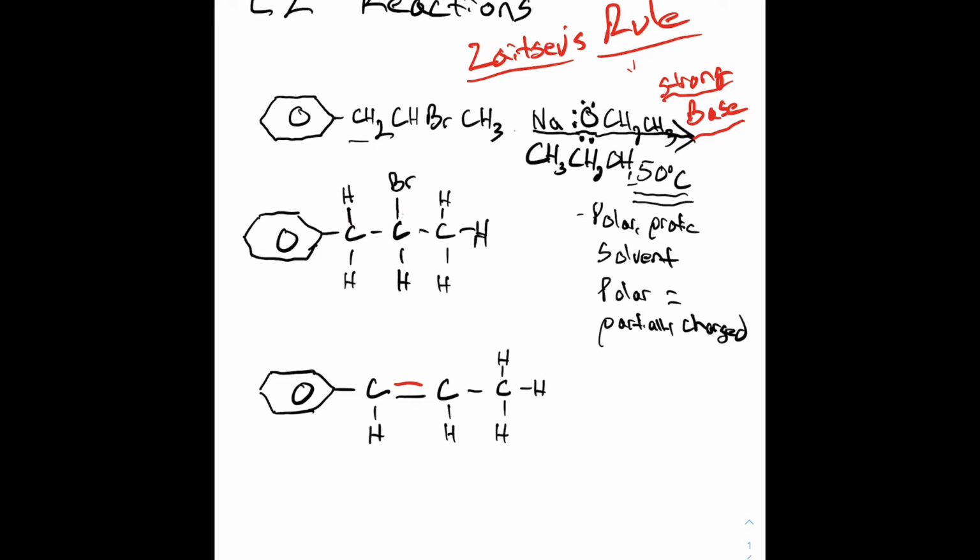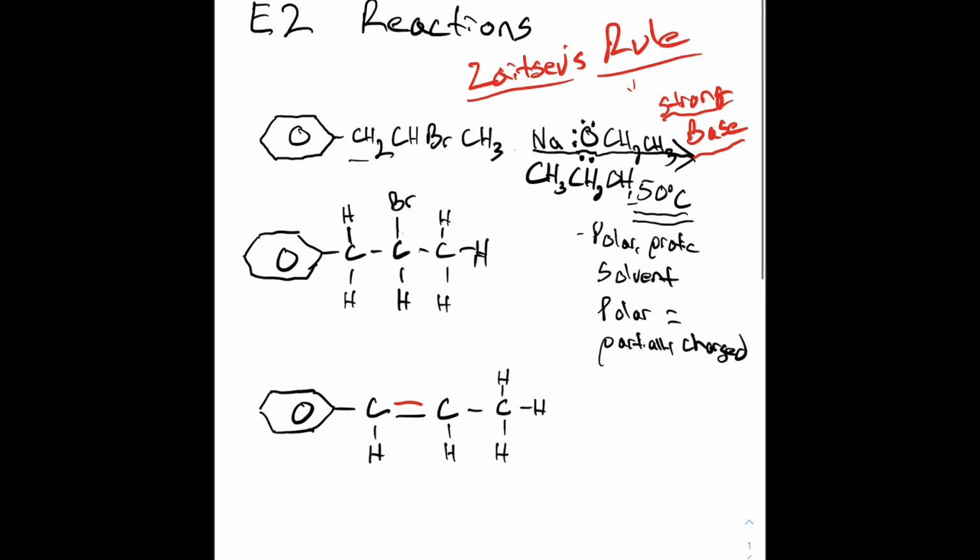In this video, we're going to go over E2 reactions and talk about Zaitsev's rule. When you have an E2 reaction, a strong base is required, such as sodium methoxide. On sodium methoxide, you have 3 lone pairs of electrons, and I have drawn an expanded structural formula here for illustration.